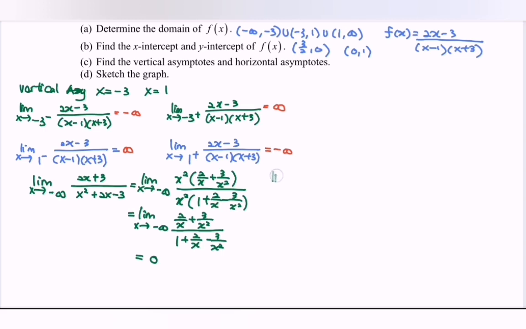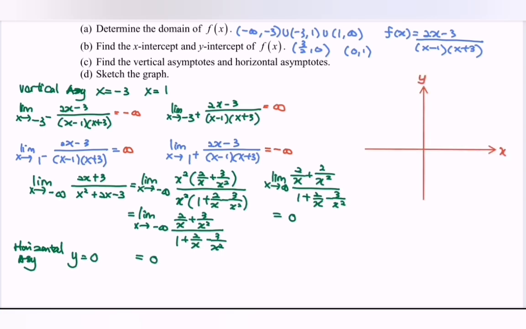Continue. Limit when x approaching positive infinity, the function will still be the same, 2 over x plus 3 over x squared over 1 plus 2 over x minus 3 over x squared. So the value of y will be approaching 0 as well. So horizontal asymptote will be y is equal to 0. Next is to sketch the graph.